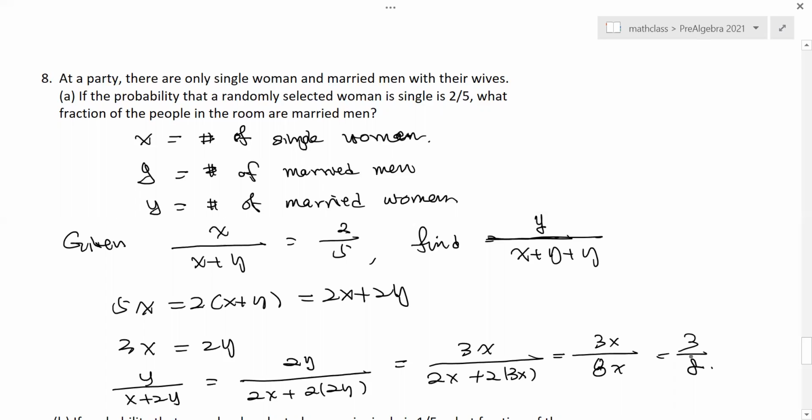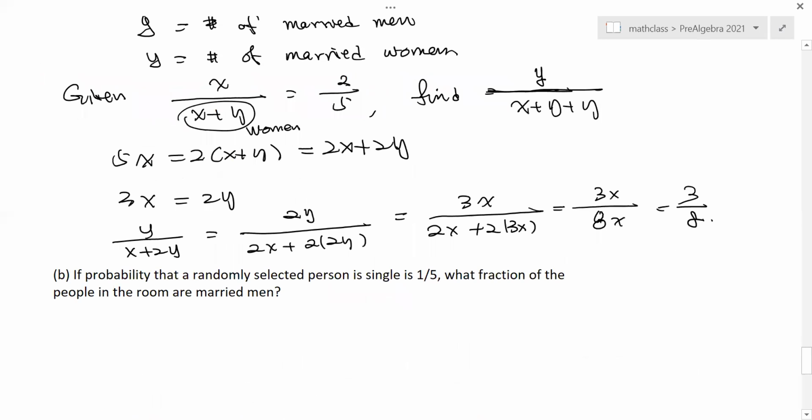Similarly, you have to read the question carefully. You only consider women. You select the women only. That's why it's x plus y here. Women only. So the total number of women is x plus y, and only among the women you select a person who is single.